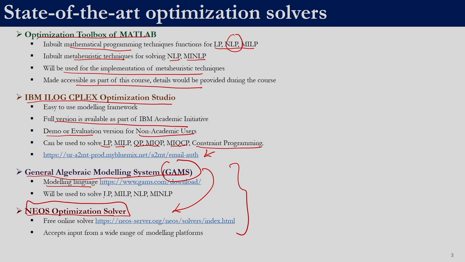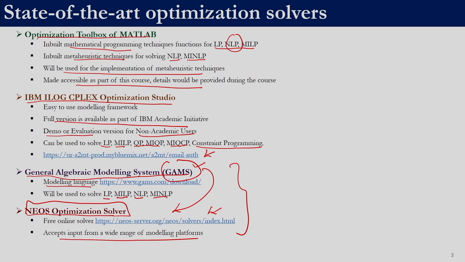So GAMS can be used for linear programming, mixed integer linear programming, nonlinear programming, and mixed integer nonlinear programming, right? And this Neos optimization solver, we'll be using it only for GAMS. But if you have a look at this website neosserver.org, you will see that it accepts input from a wide range of modeling platforms, not only from GAMS, right?